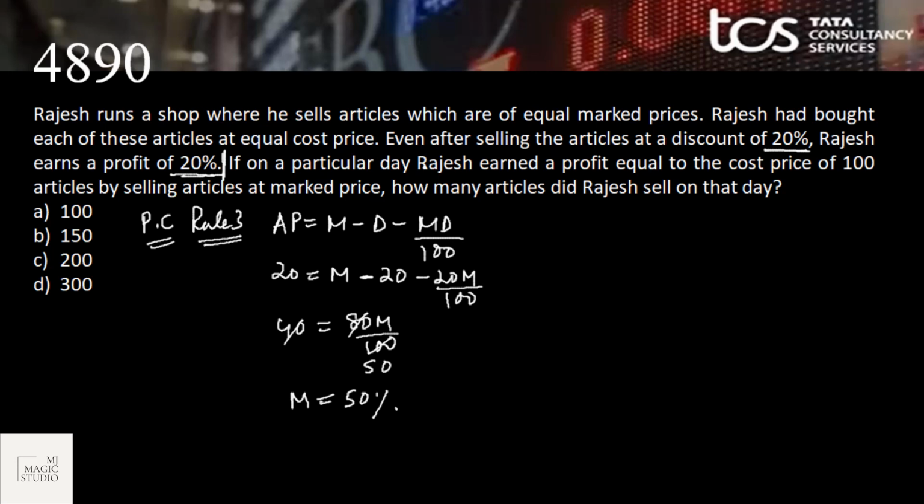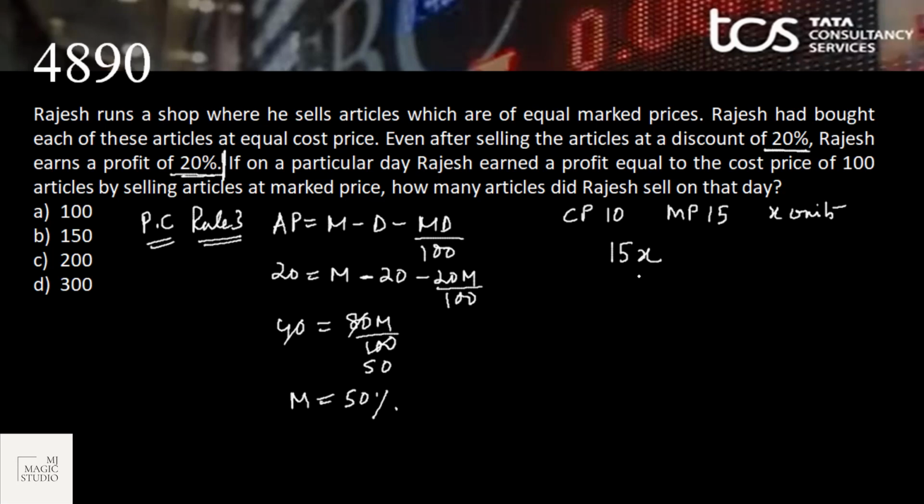Now, on a particular day, Rajesh earned a profit equal to the cost price of 100 articles by selling at the marked price. Suppose the cost price was 10, and the marked price is 50% over it, that is 15. He has sold X units. So the selling price of X units is 15X. And it is given that the profit equals the cost price of 100 articles by selling articles at the marked price. How many articles does Rajesh sell on that day?